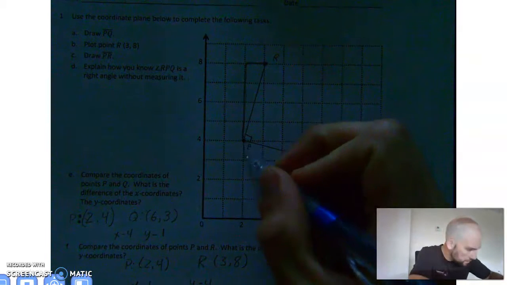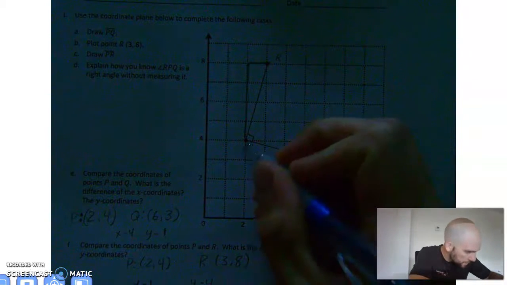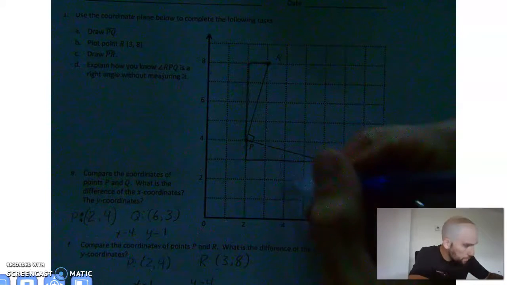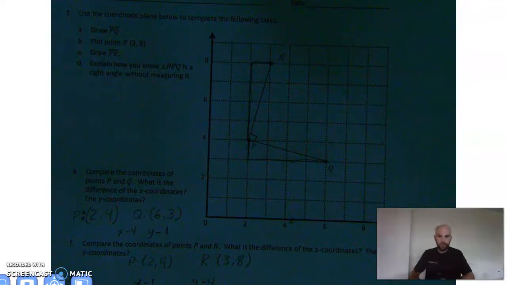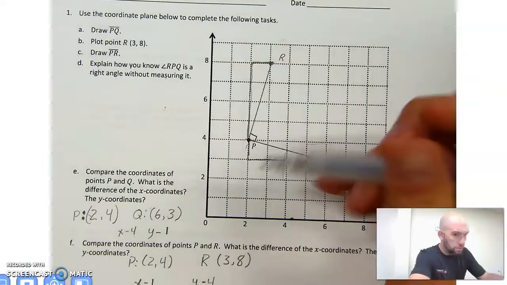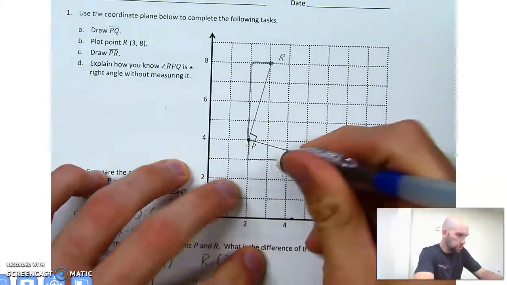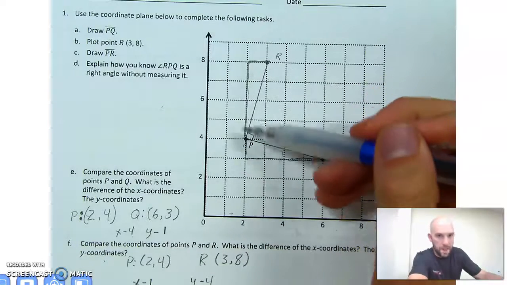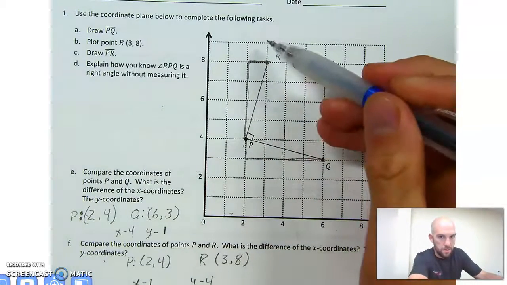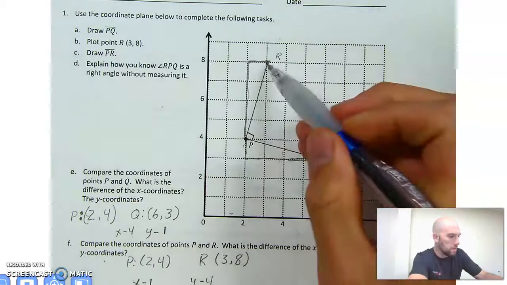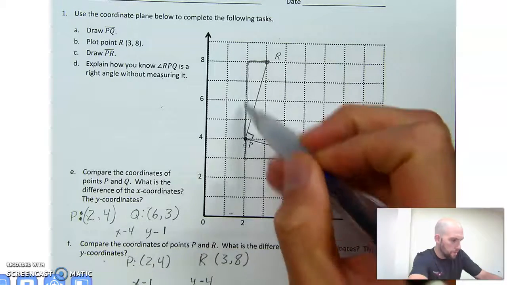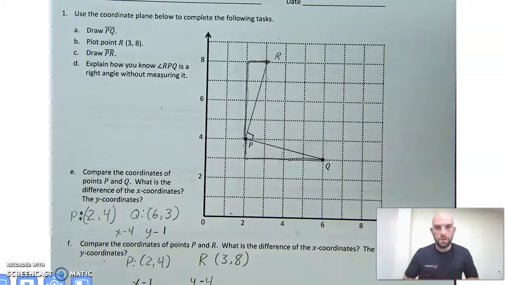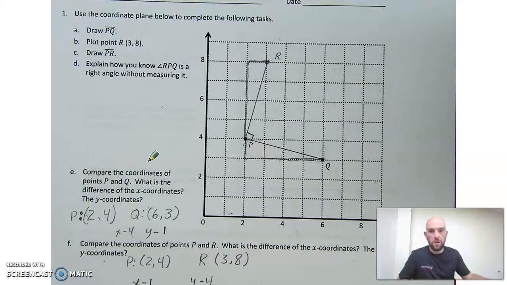And then I could do the same thing here. I'd be going down 1 and then over 4. And these two triangles here, they're really the same triangle. We've just taken this one and moved it down here. So here we have a triangle, and here we have a triangle. And again, it's down 1 over 4, or up 4 and over 1. Those are going to be the same shifts in coordinates, just along the x-axis for PQ and along the y-axis for PR.